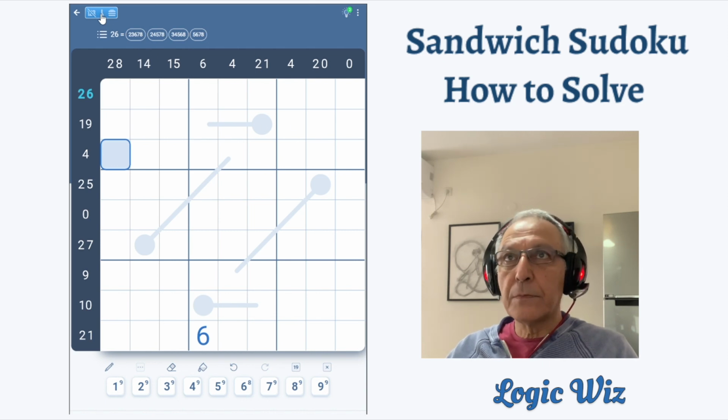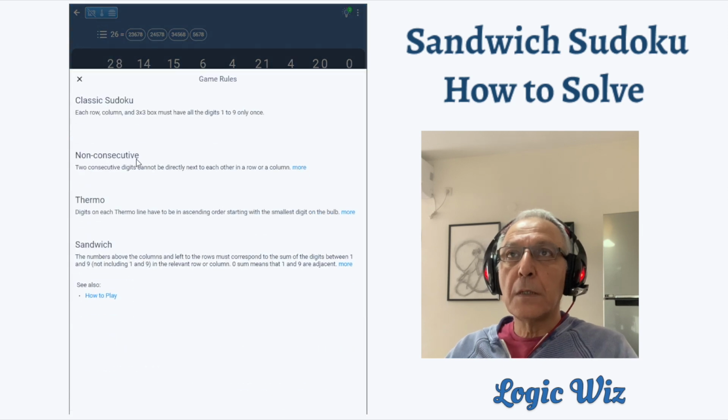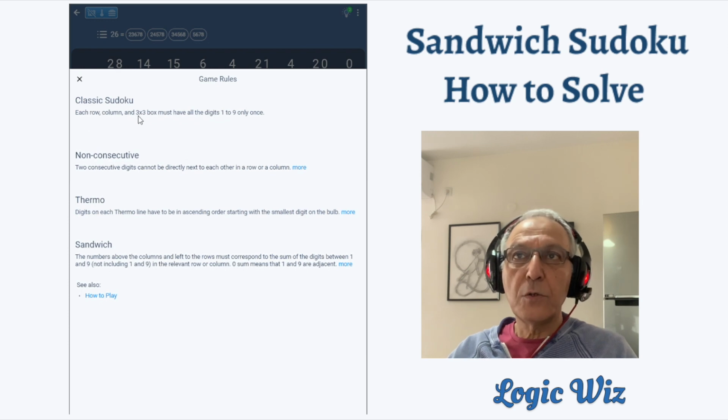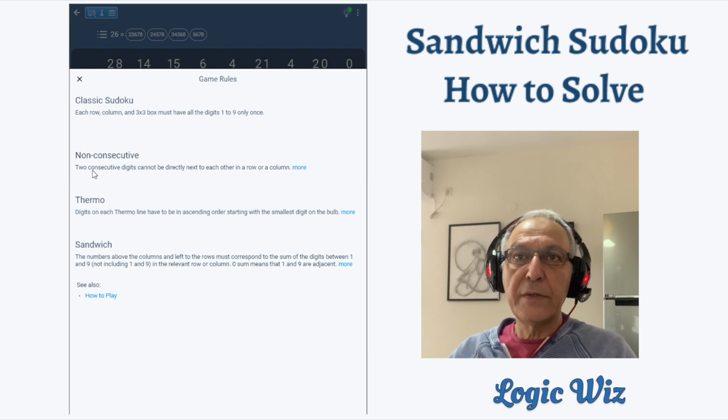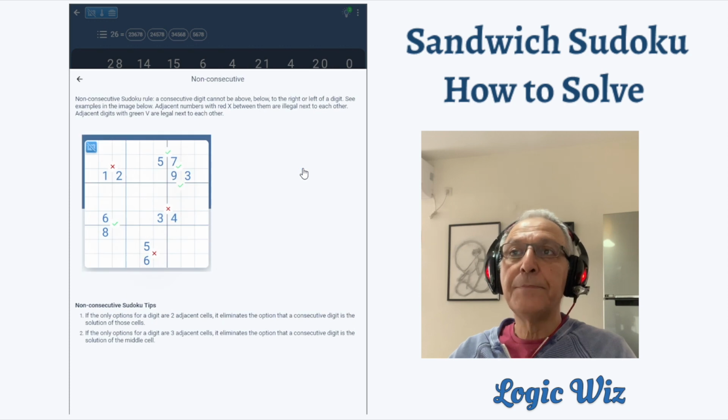Now, if you look at the board in our game and you don't know what the rules are, you click on the icons here at the top, and you see a summary of the rules. So classic Sudoku rules, meaning each row, column, or box has to have the digits 1 to 9 exactly once. The non-consecutive I've explained already. And if you want more information about the variant, click the more here, and you will see a board with examples and a full explanation, and in some cases even tips on how to solve it.